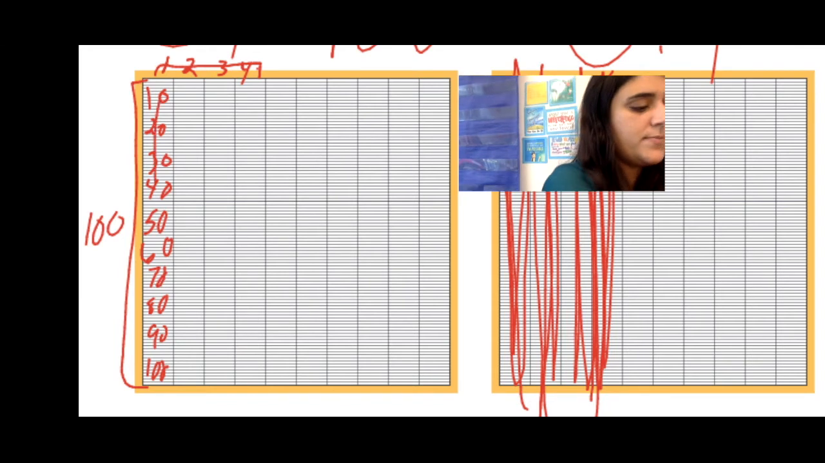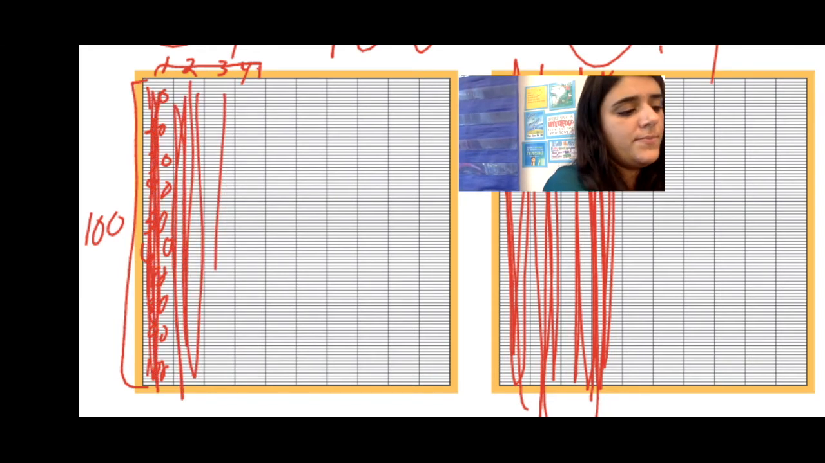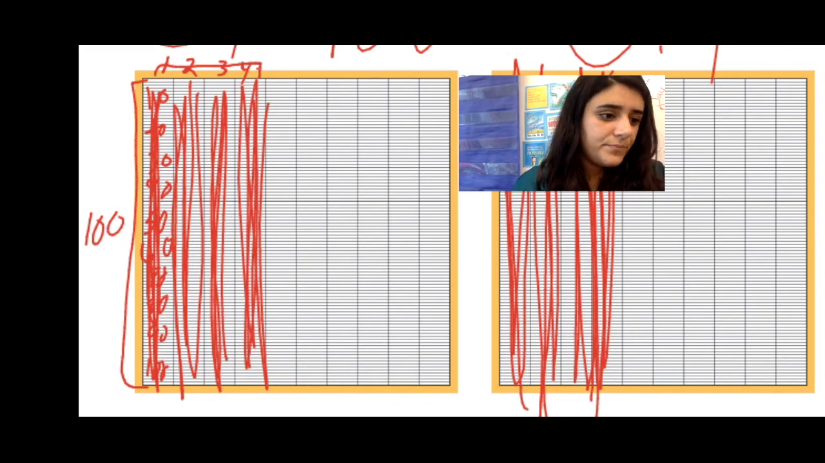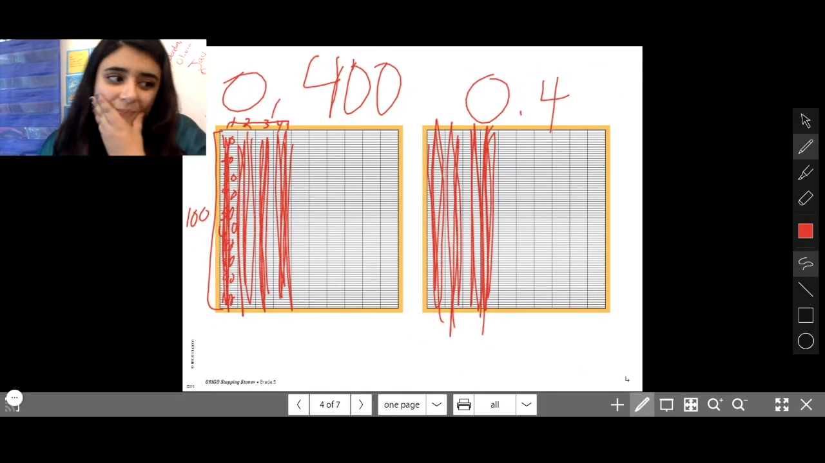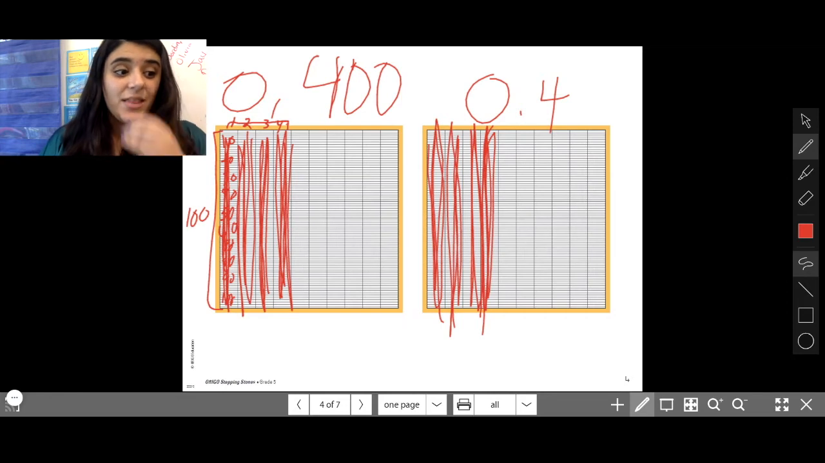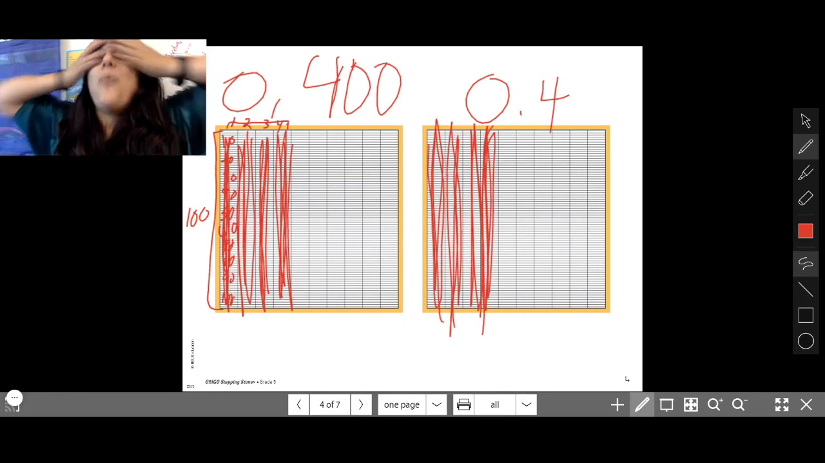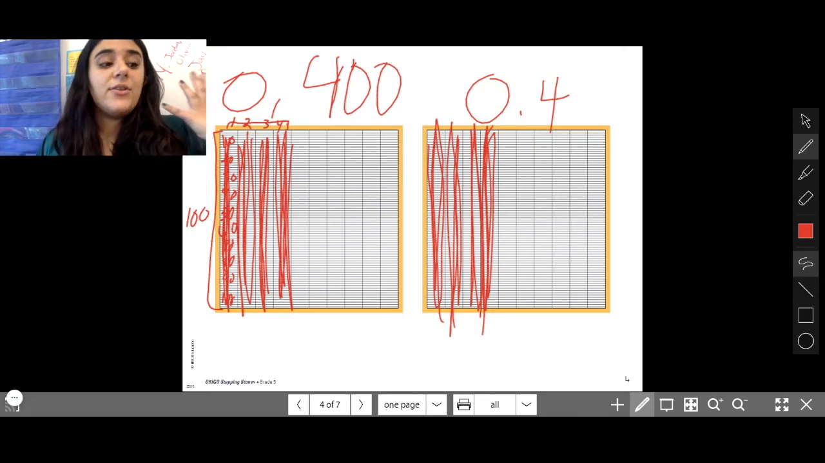So if I have 100 in each column, I'm going to color in 4 columns to get 400. So I got 1, 2, 3, 4. 400. Well, wait a second. Didn't I color in 4 columns for Shuri? I did. These 2 numbers are the same. What? I know. It's crazy. They don't even look alike, right?